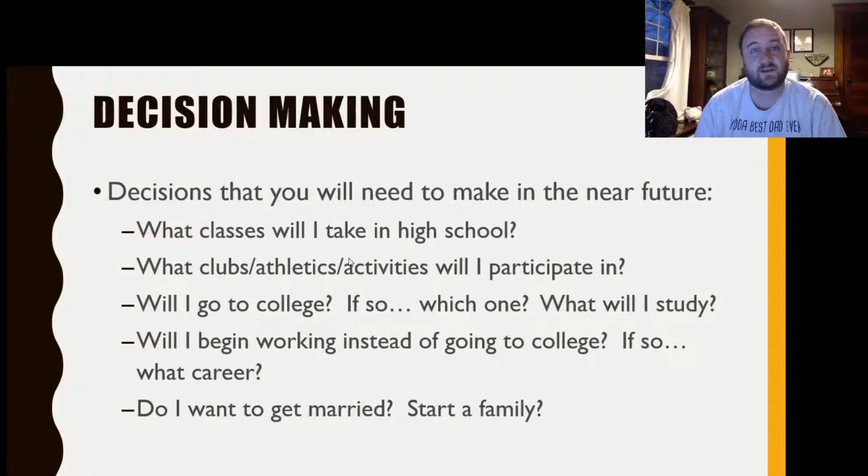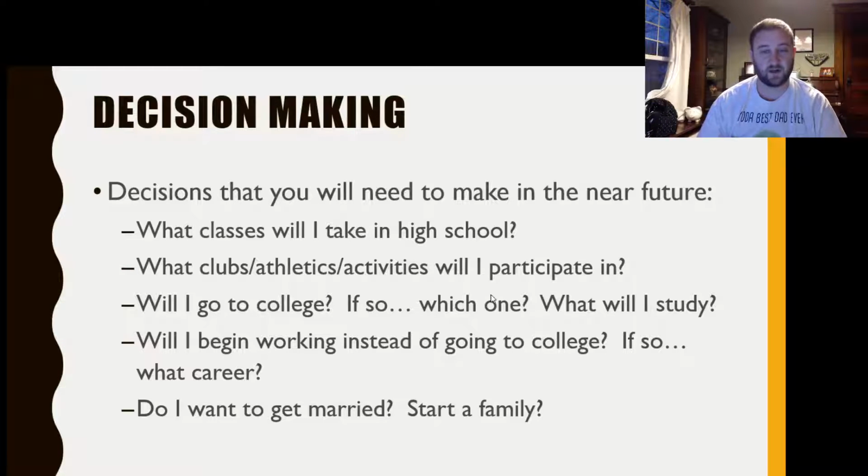Okay, so some of these decisions that you're going to need to make in the near future: what classes are you going to take in high school? That's a decision that you're going to have to make. You're going to also have to make a decision about what clubs, athletics, and activities you're going to participate in. You're going to need to decide, and this is a big one: are you going to go to college, or are you going to get started with your career right after high school? Which one are you going to do? There's kind of two main paths.